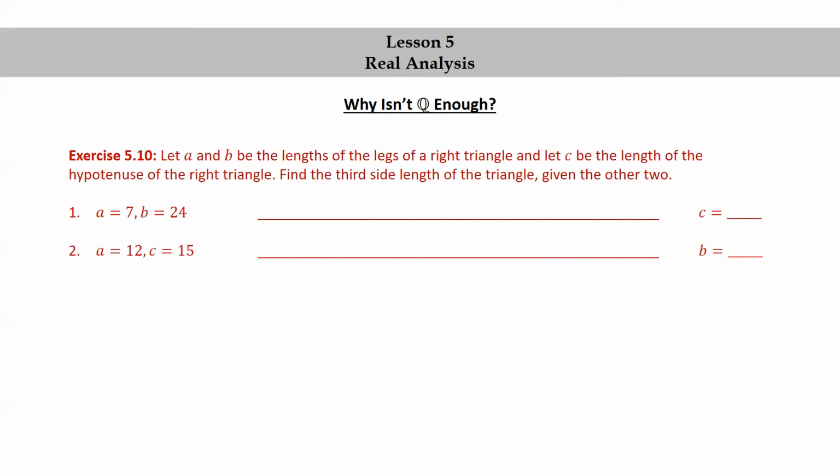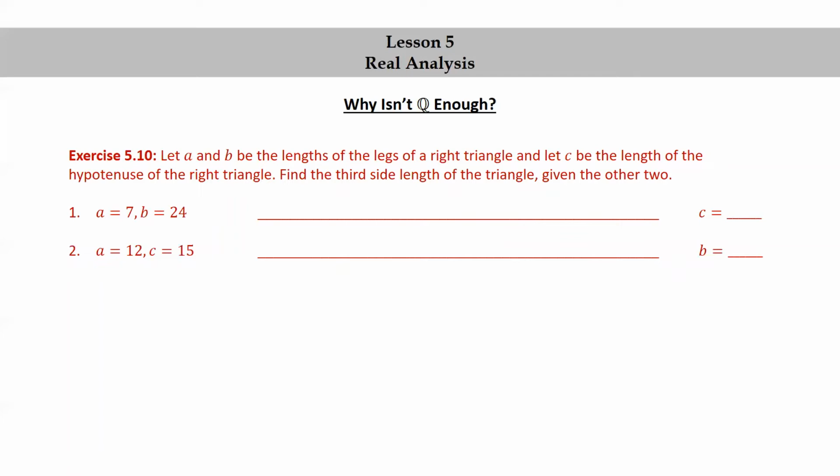Let's try an exercise. Let a and b be the lengths of the legs of a right triangle, and let c be the length of the hypotenuse of the right triangle. Find the third side length of the triangle given the other two. Now's a good time to pause the video, try this exercise yourself, and then resume the video to check your answers against mine.